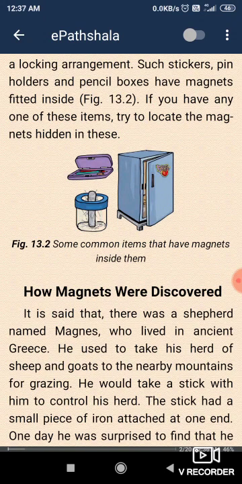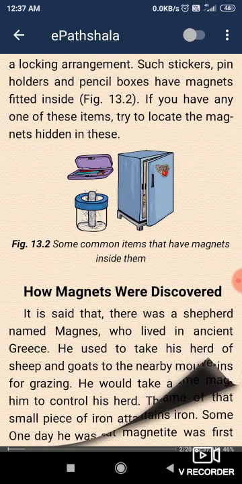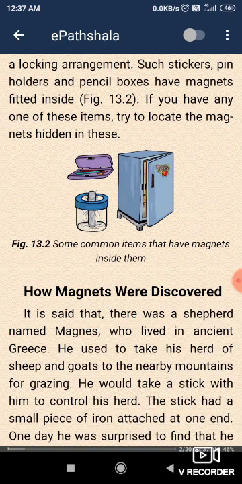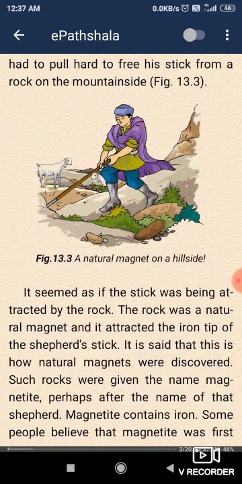on the mountainside. It seemed as if the stick was being attracted by the rock. The rock was a natural magnet and it attracted the iron tip of the shepherd's stick. It is said that this is how natural magnets were discovered. Got it, children?